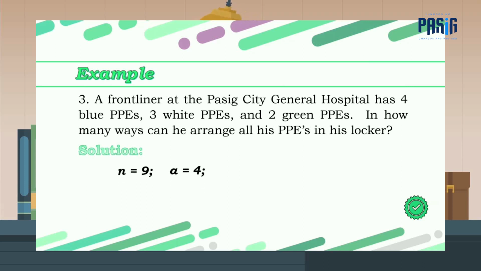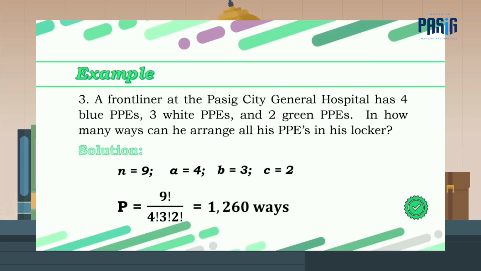Then, A is 4 for the blue PPEs, B is 3 for the white PPEs, and C is 2 for green PPEs. Therefore, P is equal to 9 factorial divided by 4 factorial times 3 factorial times 2 factorial, which is equivalent to 1,260 ways.